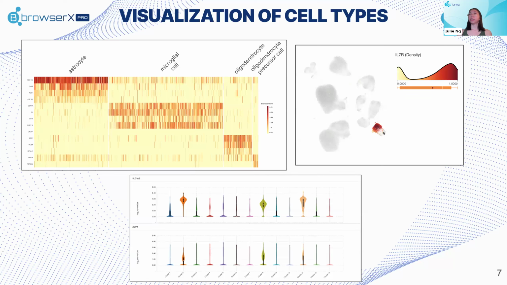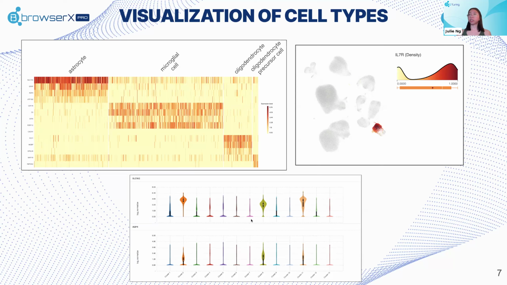Another way is, again, directly on the UMAP. So if you have a particular marker gene, for example this IL7R gene, which denotes our T cell population, then you can visualize that population on a UMAP like this.